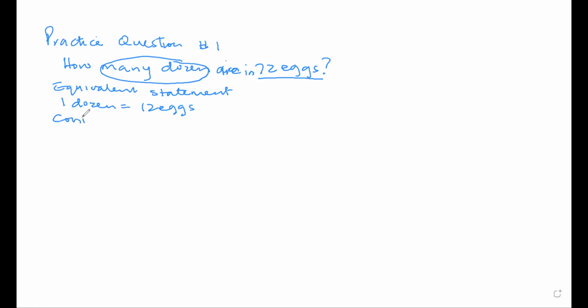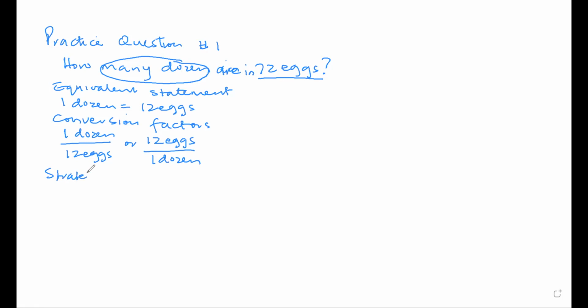Now, we will put this in fraction form before we use it in solving the problem. So we have 1 dozen over 12x or 12x over 1 dozen. Now, the strategy: we're starting from x and we are going to dozen using the same equivalent statement, 1 dozen equal to 12x.